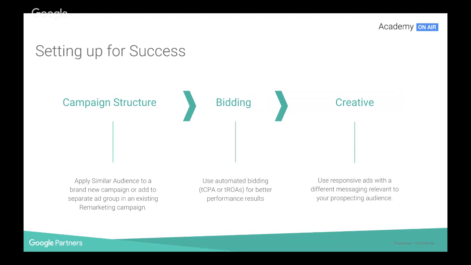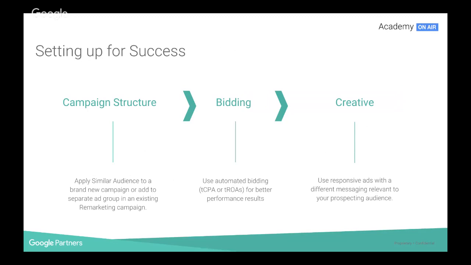Setting up for success is really, really easy. What we recommend is that you create a similar audience campaign separate from your remarketing campaign. So just allocate a separate budget for your similar audience campaign, create a campaign from scratch, add a separate budget, and we recommend you have one ad group per list. So one ad group that is reaching out to users that are, for example, similar to converters, and one ad group that is reaching out to users that are similar to cart abandoners, if you are going for a lower funnel strategy.